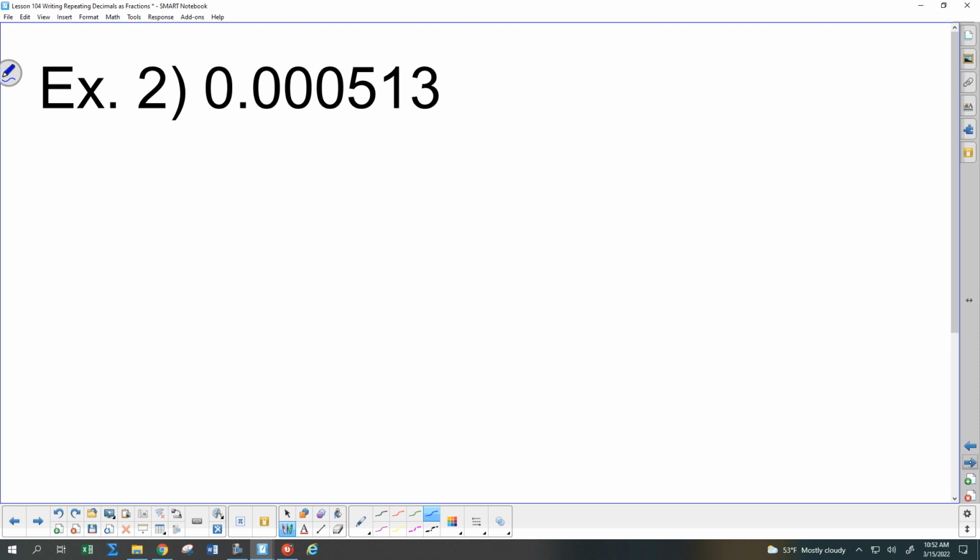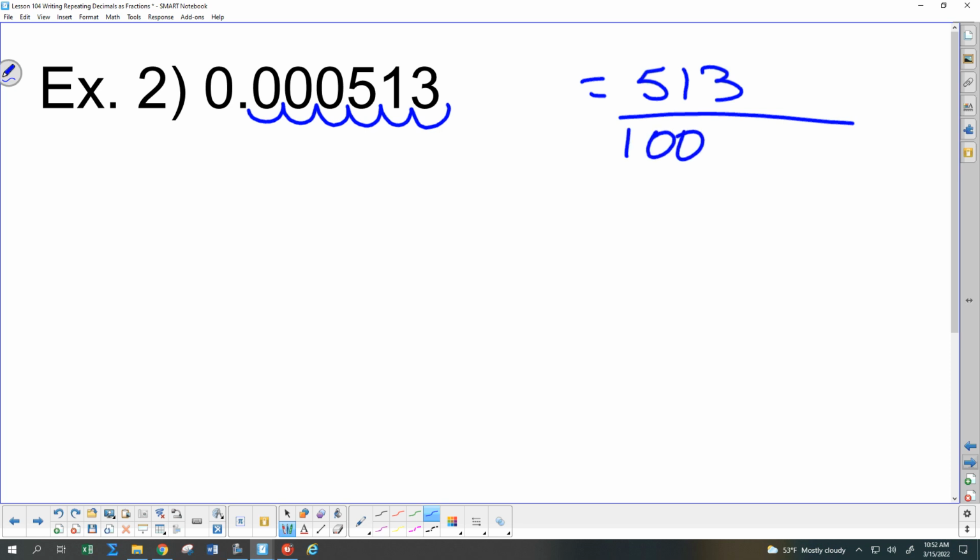Let's do one more like that, and then we'll go to the repeating ones. So what would my numerator be here? Anna? 513. So let's count how many times we need to move the decimal. How many did you count? Need to move it 6 places. So in the denominator, I need a 1 with 6 zeros. And put in my commas, 513 over a million.